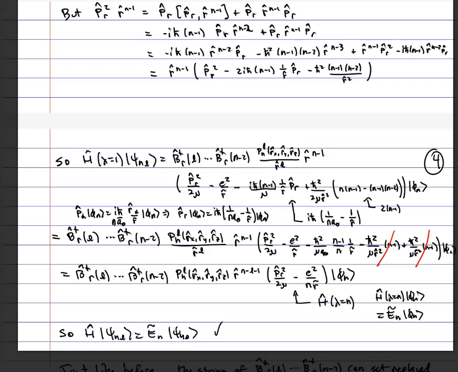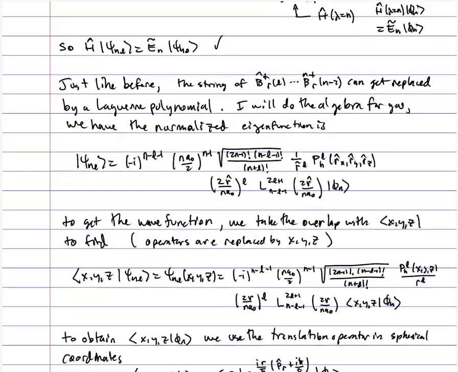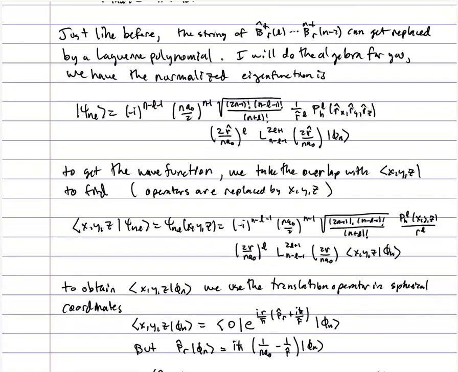If I had any other terms coming out, it would not be an eigenstate of that, and then I would get a complicated expression. So this is where the energy quantization comes in, using this Cartesian factorization. Okay? Now, just like before, the string of operators, B dagger R of L to B dagger R of N minus 2, can be replaced by a Laguerre polynomial.